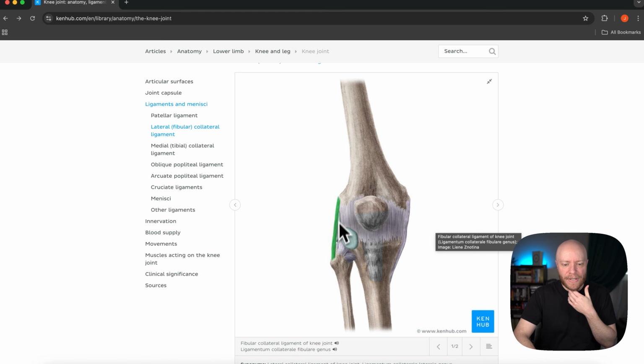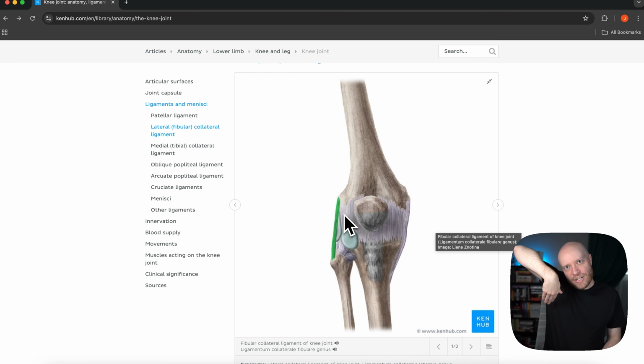And so what we have here on the LCL is, obviously it's on the lateral side, it's in its name, but when that is going to get taut, that is an action that does not exist at the knee called adduction of the knee. It's kind of hard to explain, but your knee is basically just a hinge.